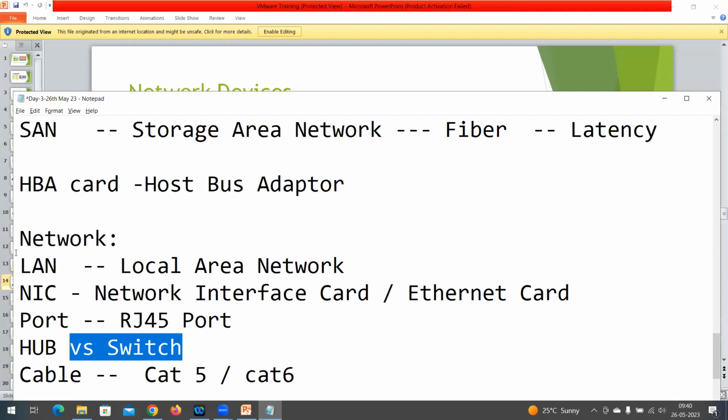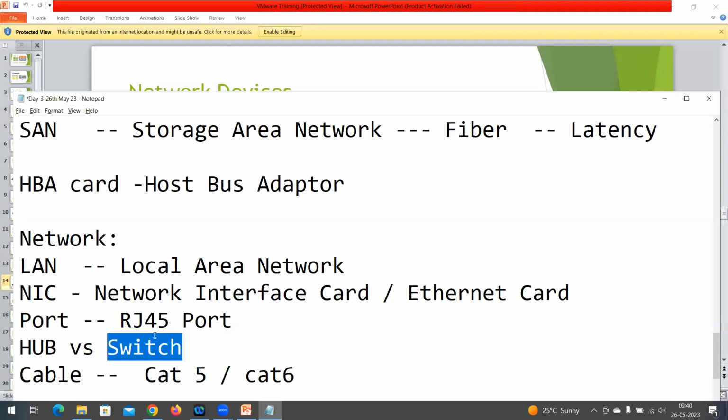Coming to the network, whatever systems are connected in a specific network, we call it a local area network. What components are involved in it? The network card, the switch, and the cable. They establish communication.